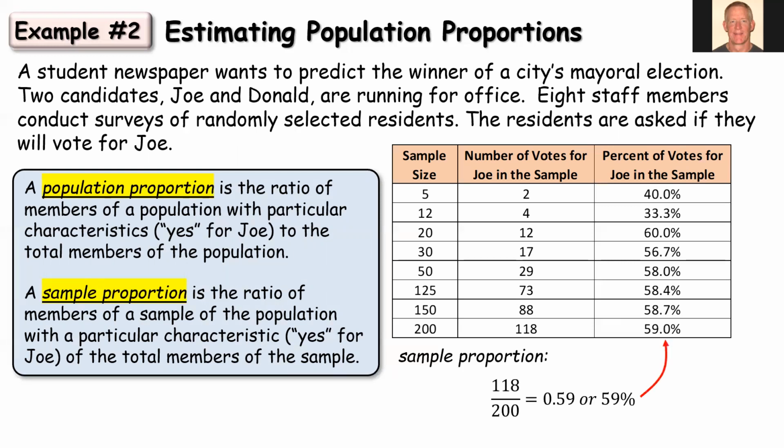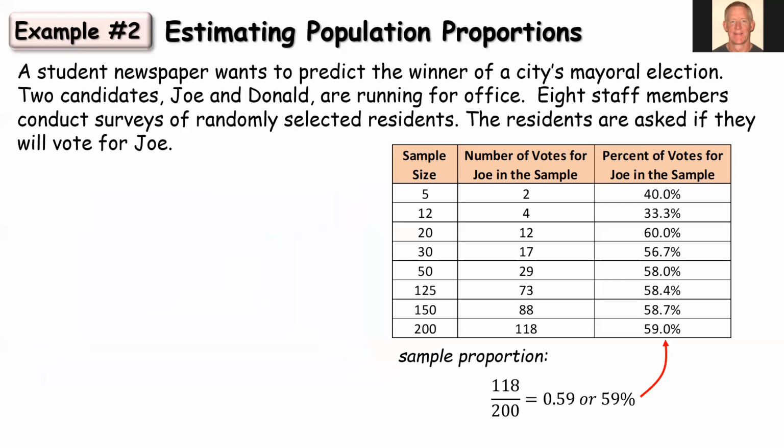And so where do these percentages come from, right? If we take that last sample size, we simply take 118, the number that voted yes for Joe or said they will, and divide it by the total sample size of 200, and we get 59%.